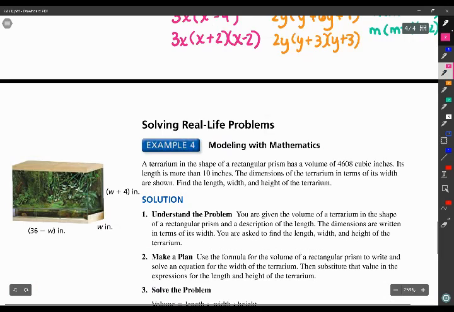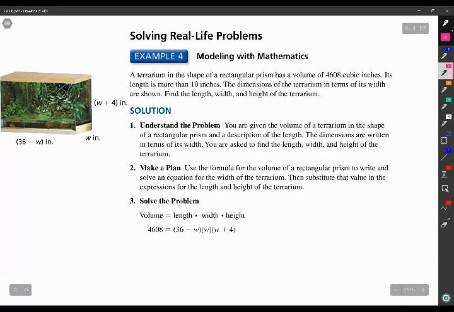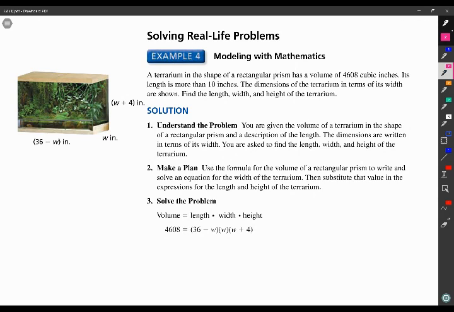As we're solving with real life problems, it just gives you a terrarium in the shape of a rectangular prism that has a volume of 4608. This is going to be another one where we're going to have to solve. And so we're going to just hold off on this one and maybe hit it again when we do 2.4. So I'm just going to stop it for now.